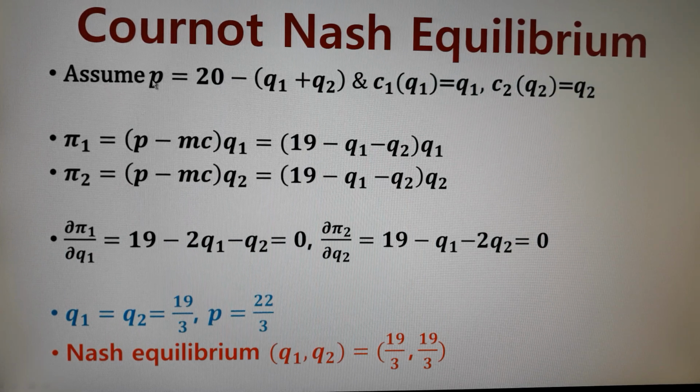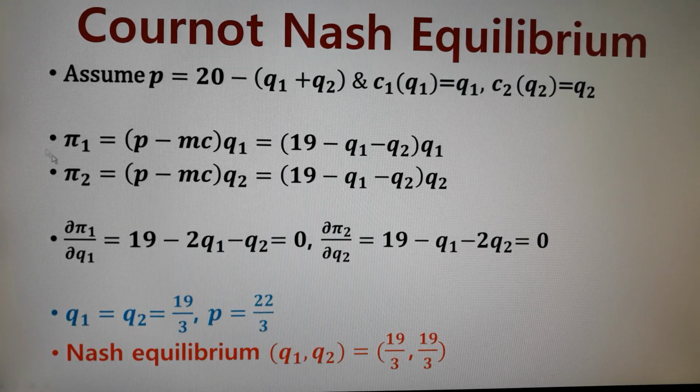If you solve this, P is this and MC is 1, so it's going to be pi 1 equals (19 minus Q1 minus Q2) multiplied by Q1. Likewise, pi 2 would be (19 minus Q1 minus Q2) multiplied by Q2. P minus MC are the same. We want to maximize this by differentiating. Here, we do the partial differentiation.